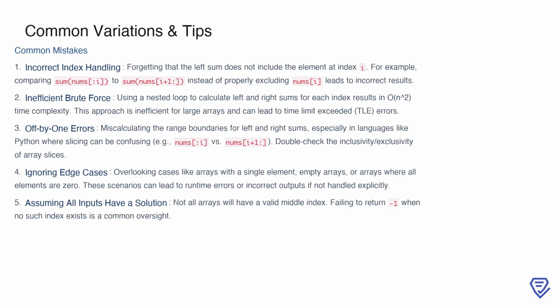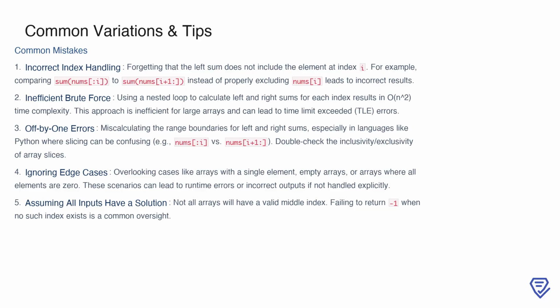Then there's the inefficiency of brute force. If you use a nested loop to calculate the left and right sums for each index, you'll end up with a time complexity of O(n squared), which is impractical for large arrays and can trigger time limit exceeded errors. Another pitfall is off-by-one errors, especially in languages like Python, where array slicing can sometimes be confusing. For instance, nums[:i] excludes nums[i], but nums[i+1:] starts right after index i. Always double-check your ranges.